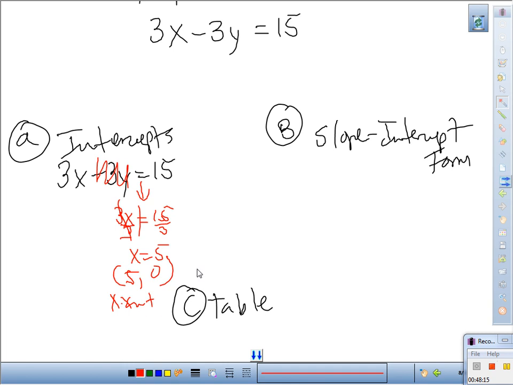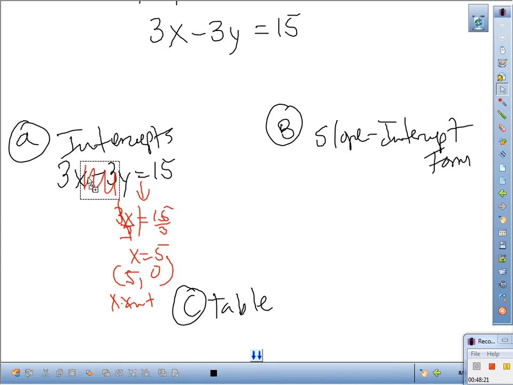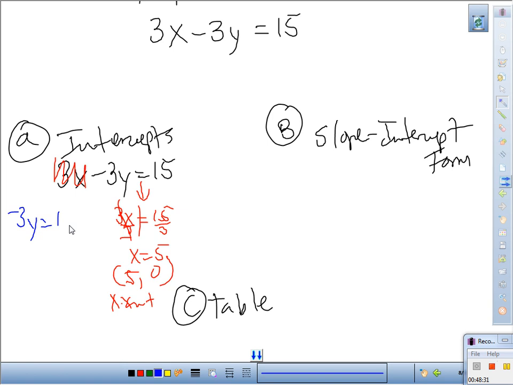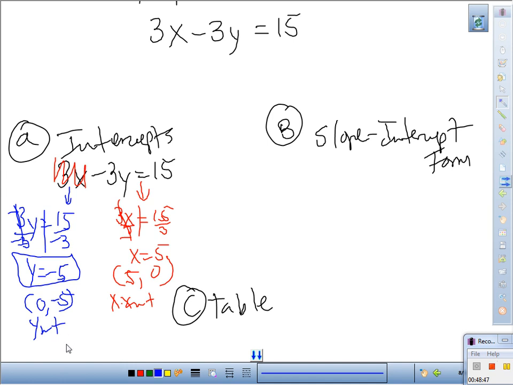Let's see hands if you got that far. Okay, good. From there, if I cover up the x. Now, some of you did the opposite, that's fine, but as long as you get those same points. And then I see negative 3y equals 15. Divide by negative 3. Y equals negative 5. What does that mean? 0 comma negative 5, and that's my y-intercept. Hands if you got that. Okay, good.